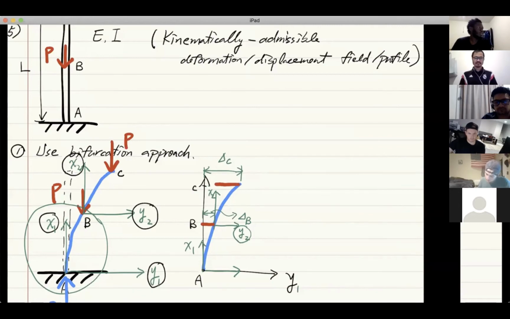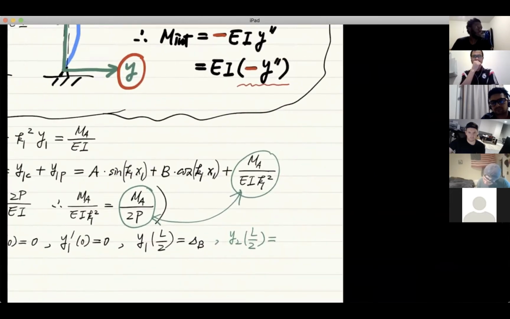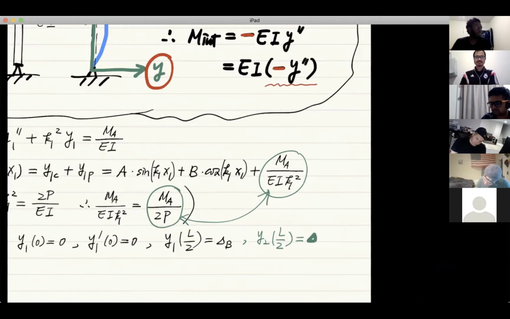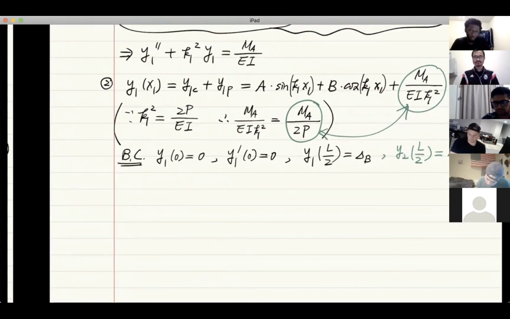Yeah. Okay, so that's why, back to here, I'm just going to write this down. This equals delta C minus delta B. We're going to use that later on because we are still dealing with x1 and y1. So let's solve for x1, y1.